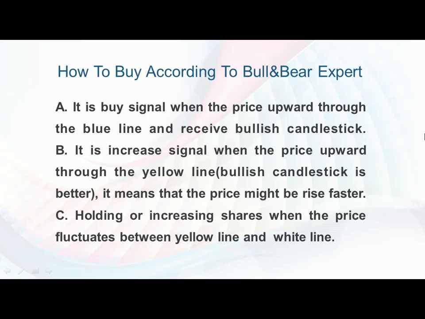Then we can see how to buy according to the bull and bear channel. The first one is a buy signal when the price breaks out upward through the blue line and the bullish candlestick appears. So this is the buy point. It is an increase signal when the price breaks out upward through the yellow line. A bullish candlestick is better. It means the price might rise faster. Hold or increase shares when the price fluctuates between the yellow line and the white line.